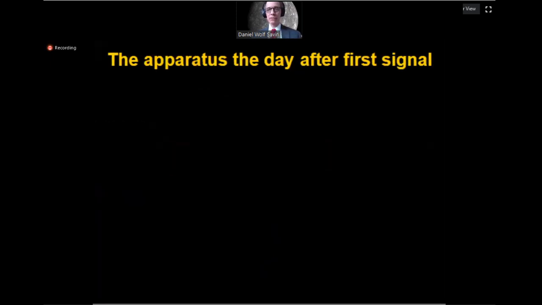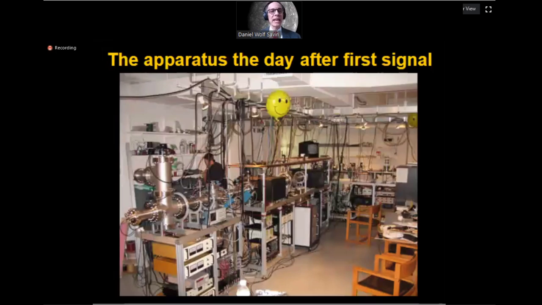Let me show you a picture of the apparatus the day after we got first signal. You can tell it's the day after we got first signal because these smiley balloons here, here and here, we're celebrating. Now this is a power control rack with a bunch of high voltage units in it. And behind that, we have our gas discharge to make H minus. We extract the beam into a vacuum because even though you can move your hand through air, if you try to send an ion beam through air, it's like hitting a wall. The ions will not travel very far.